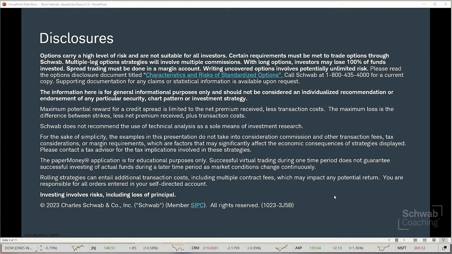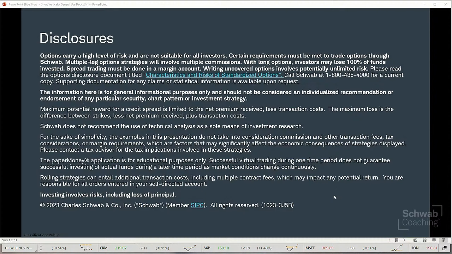First of all, I want to pop through a few disclosures just to remind investors that options carry a high level of risk and are not suitable for all investors. The information presented here is for general informational purposes only. It should not be considered an individualized recommendation, endorsement of any particular security, chart pattern, or investment strategy. For sake of simplicity, the examples of this presentation generally do not take into consideration commission and other transaction fees, tax consideration, margin requirements, and the like.